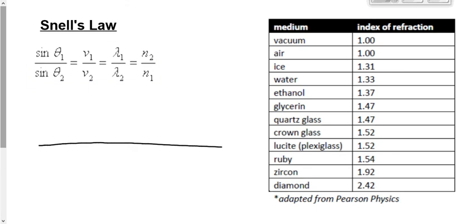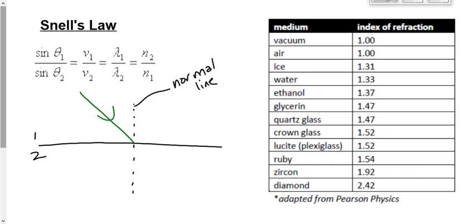This line represents the boundary between medium 1 and medium 2. This dotted line represents what we call the normal line. In Physics 20, we said normal force is the force that acts perpendicular to the ground. In physics, normal means 90 degrees. It means perpendicular. So the normal line is perpendicular to the boundary. And that's important because we always measure the angle from the normal line, not from the boundary, but from the normal line.